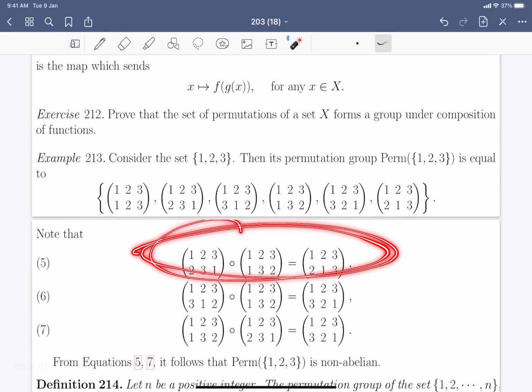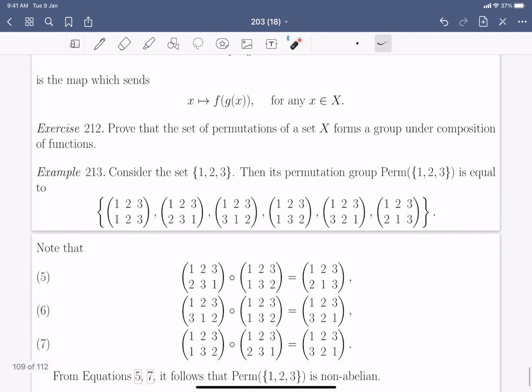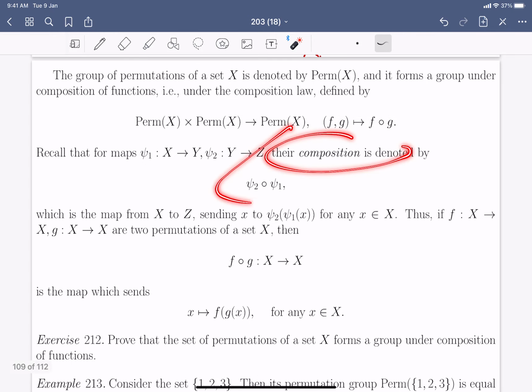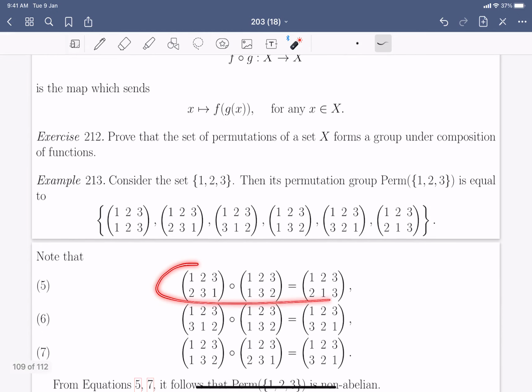So I'm just trying to explain this equality. What I'm trying to highlight is the notion of the composition of functions. Otherwise, this equality is completely straightforward to obtain. Anyways, we have got two bijections, and their composition will be a bijection.